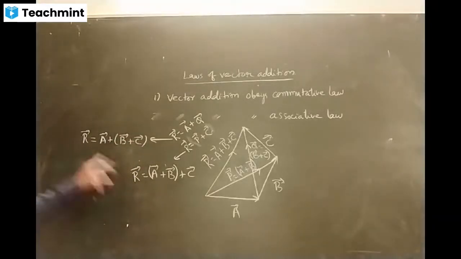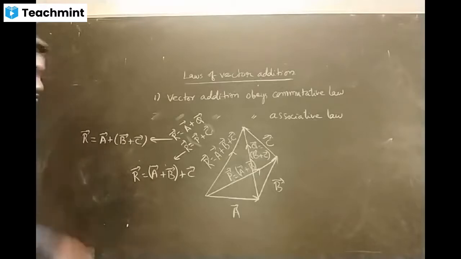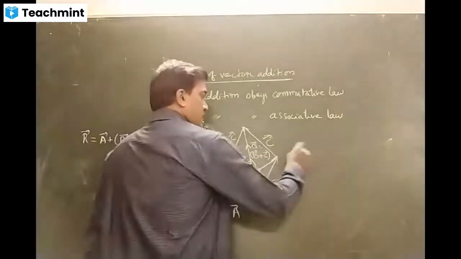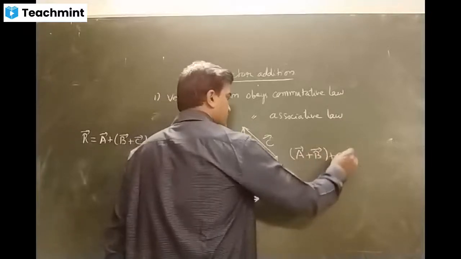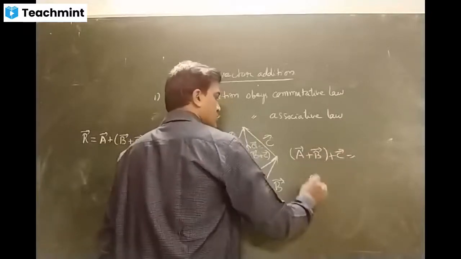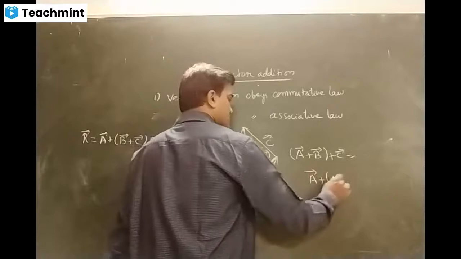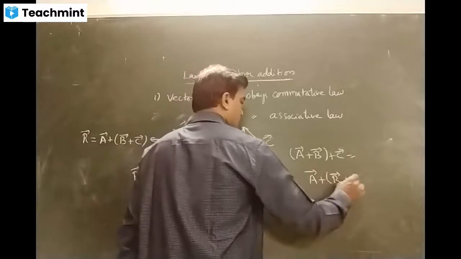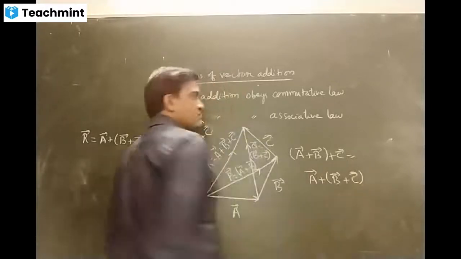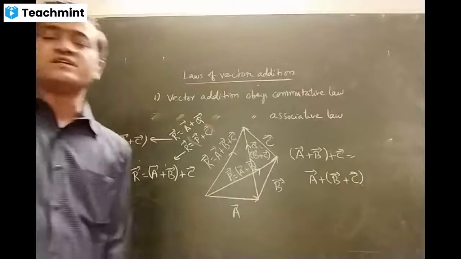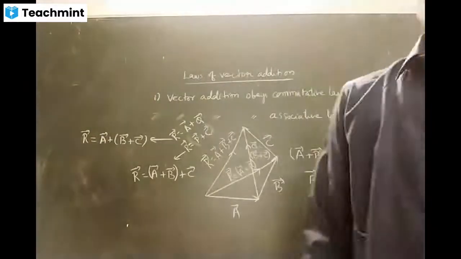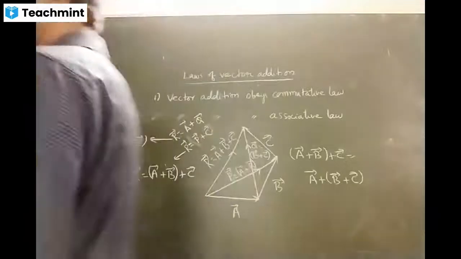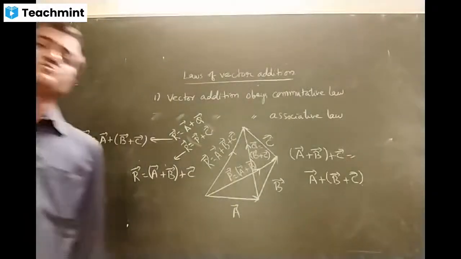Both are R bar. Yes, sir. We can say that A bar plus B bar plus C bar is equal to A bar plus B bar plus C bar within brackets. That means vector addition obeys associative law. Vector addition obeys associative law.